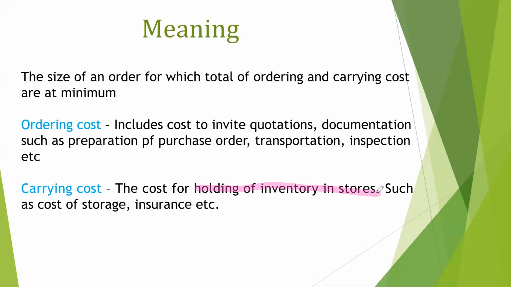Therefore, we have to select how much quantity we want to order because each order will incur an ordering cost and we have to carry those inventories in stores. If we order more than what we require, then extra expenditure will be incurred in insurance and storage costs. Therefore, we have to strike just the right balance between the ordering cost and the carrying cost. That is where economic order quantity comes into play.